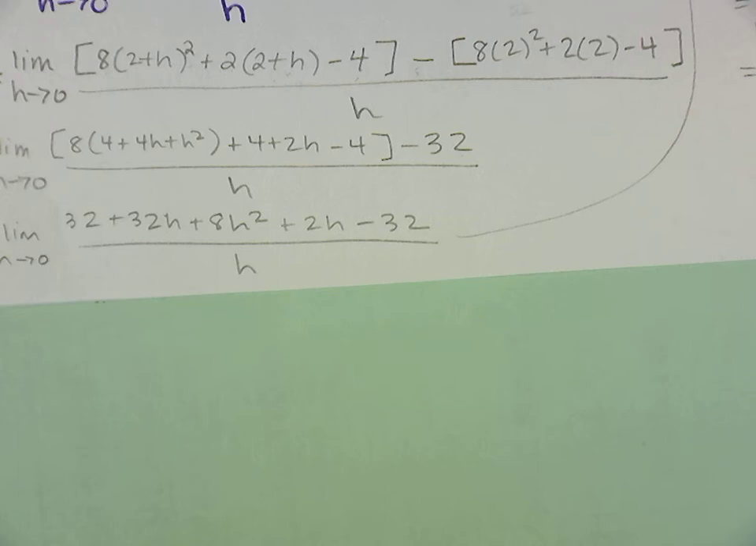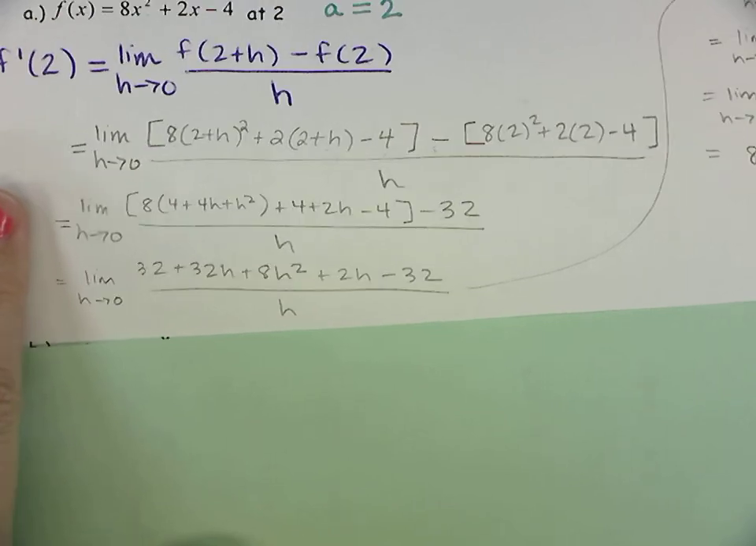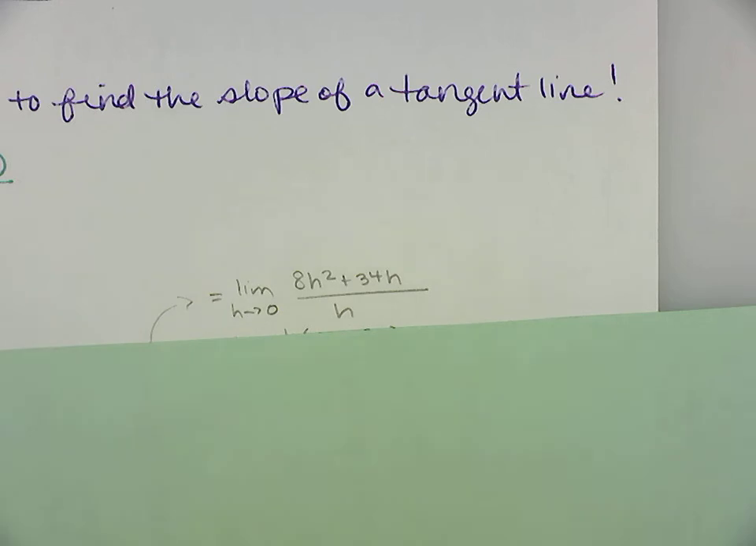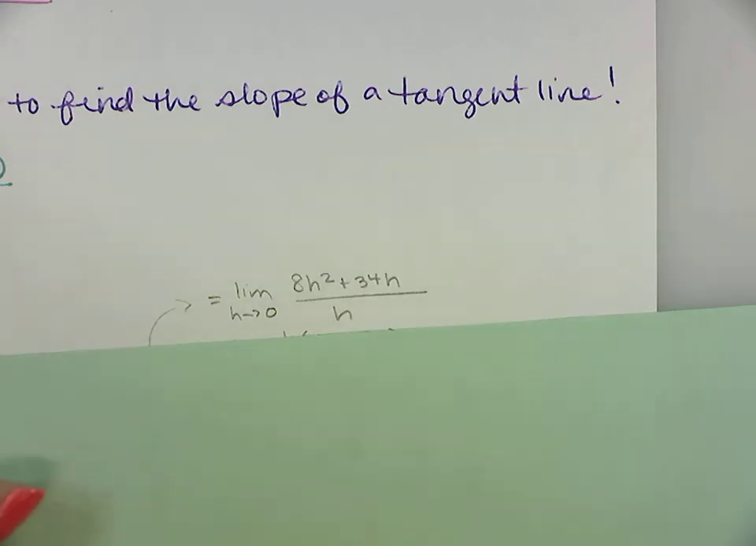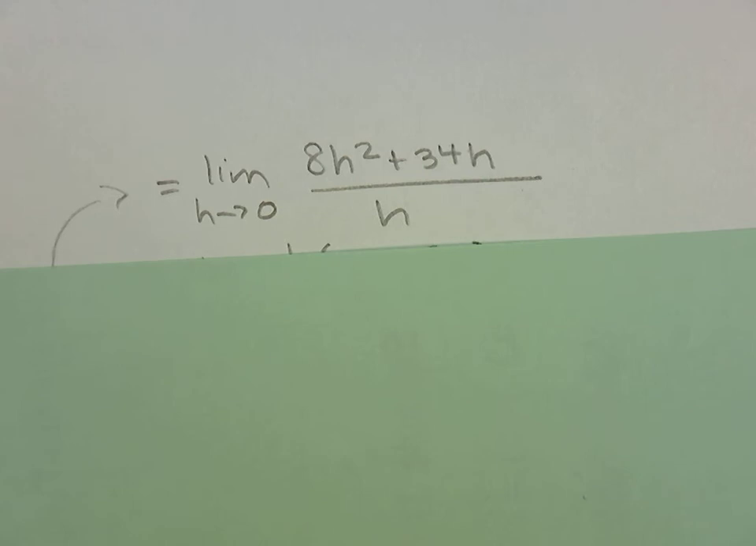So now we want to clean that up. So we're going to get all of our like terms together. Go ahead and do that. And then let's see how we did. Okay, so the limit as h approaches 0 is going to be 8h squared plus 34h over h.